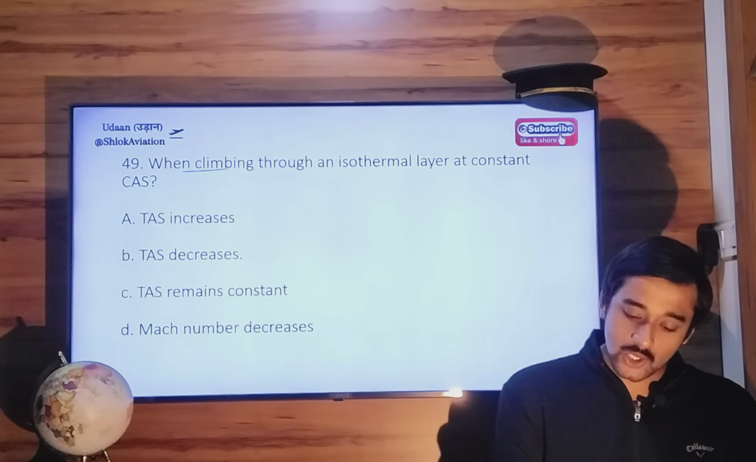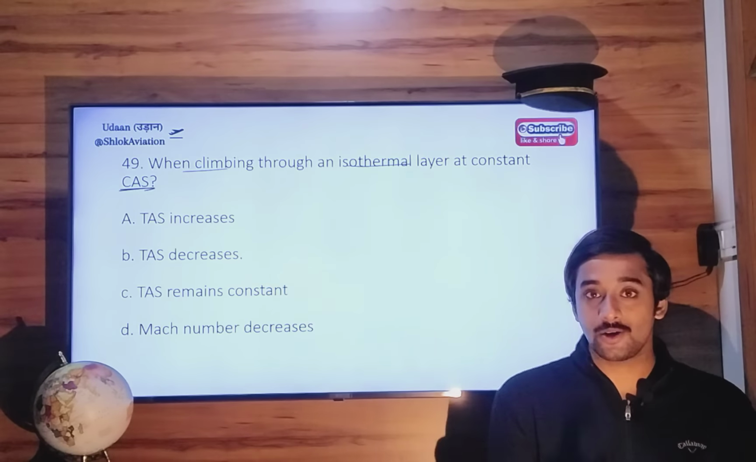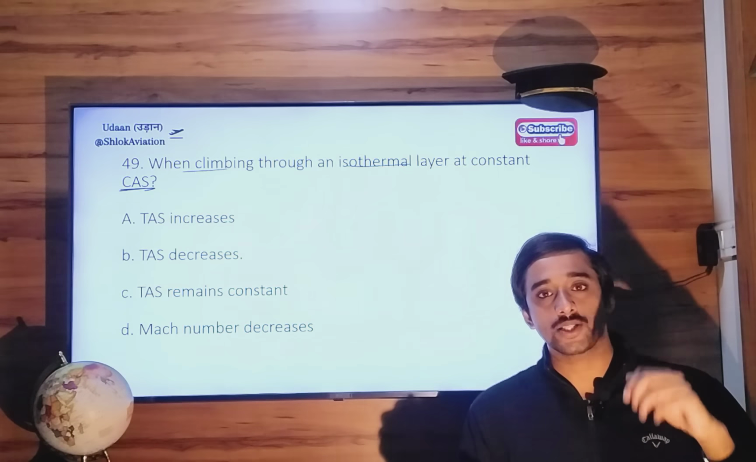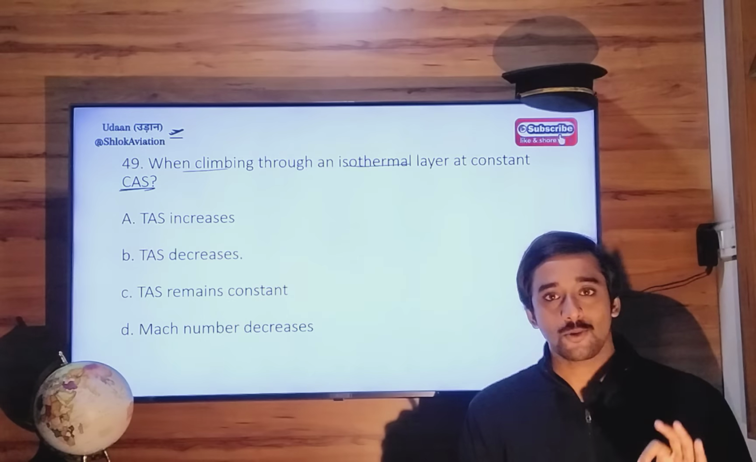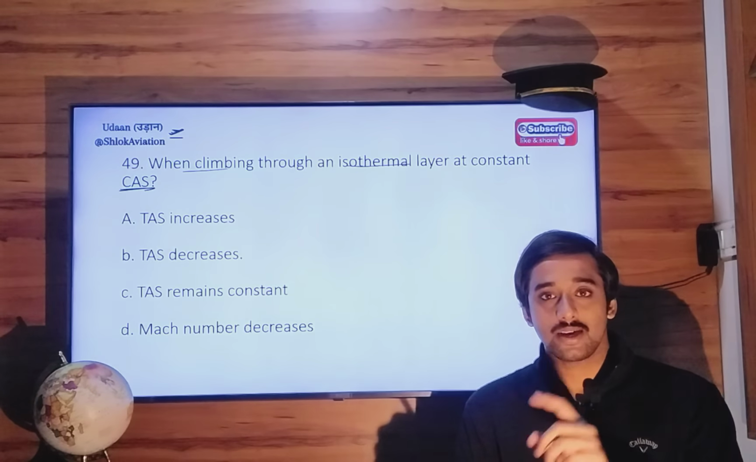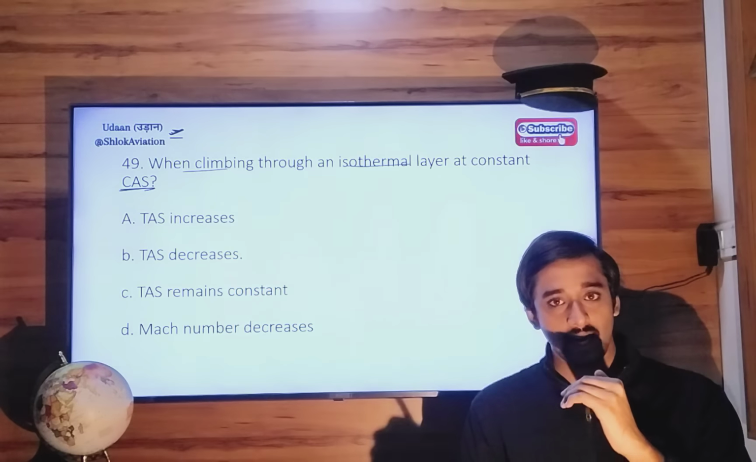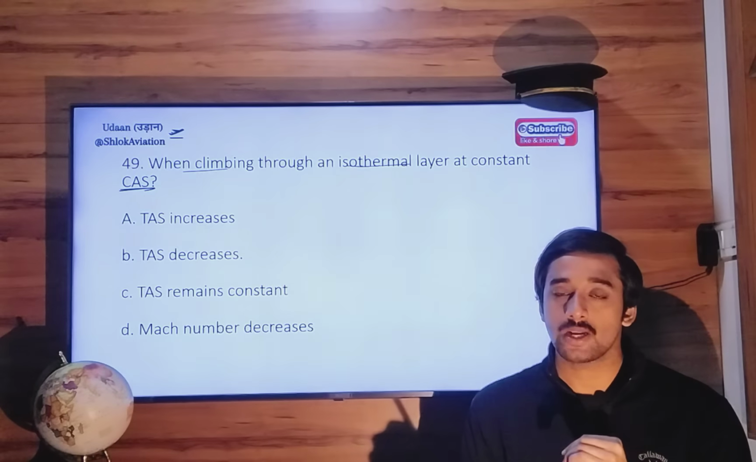When climbing through an isothermal layer at constant CAS, now you're climbing at constant CAS, right? Now when you climb to higher altitudes, irrespective of temperature, atmospheric pressure decreases. Decrease in atmospheric pressure means decrease in dynamic pressure. Decrease in dynamic pressure means decrease in calibrated airspeed value.